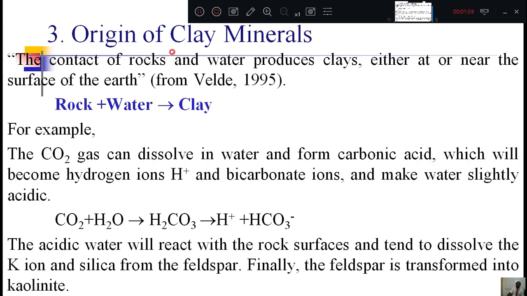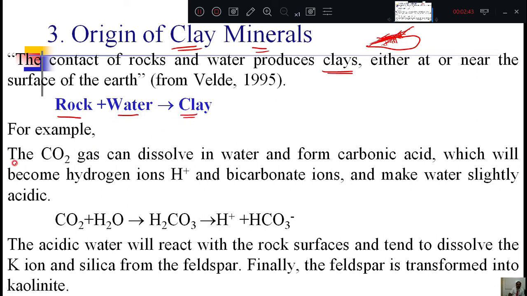Now, the origin of clay minerals. How do these clay minerals originate? The contact of rocks and water produces clay. See, this is a rock and some water will come. Always, continuously it is in contact with the water, and therefore some weathering will take place, at or near the surface of the earth. Near the earth's surface rocks are there and water will flow on them. In contact with them, some formation will take place, that is called clay. Therefore the equation generally I can say is rock plus water gives you clay.